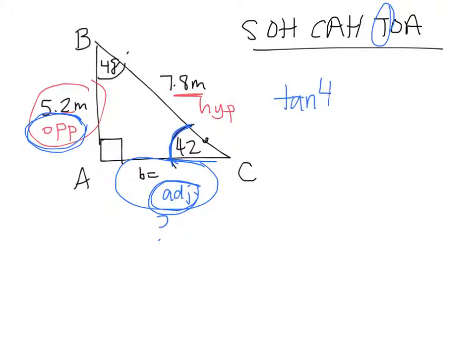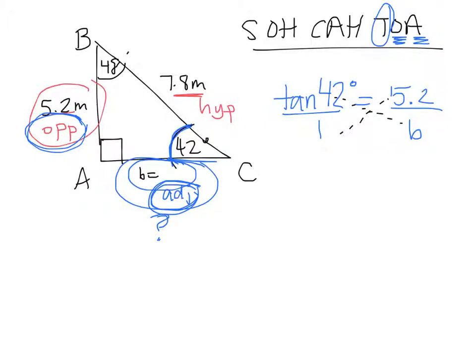Good, tan 42 degrees equals what? What's the ratio? Well, it's opposite over adjacent. So what's the value of the opposite? 5.2. Yep. What's the adjacent? We don't know it. So B. Okay, that's my unknown. Divide this by 1. And do what now to solve?